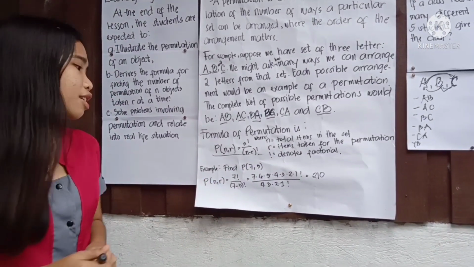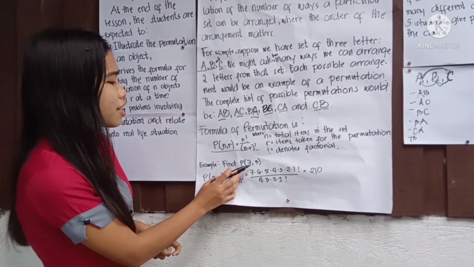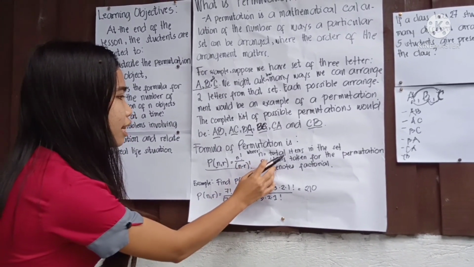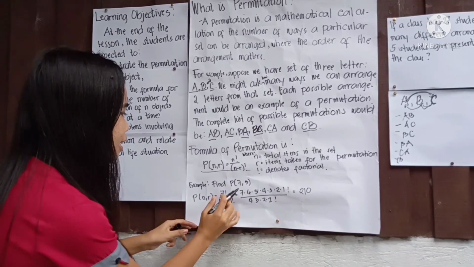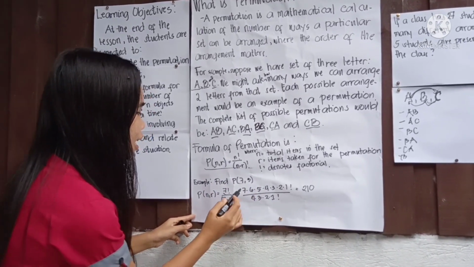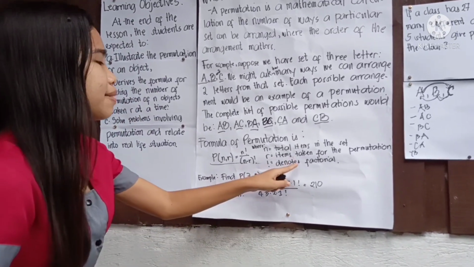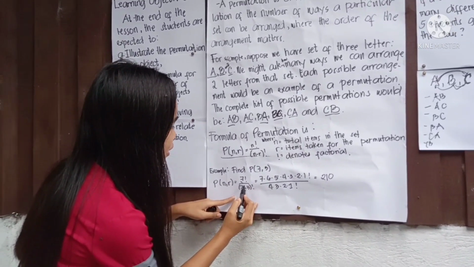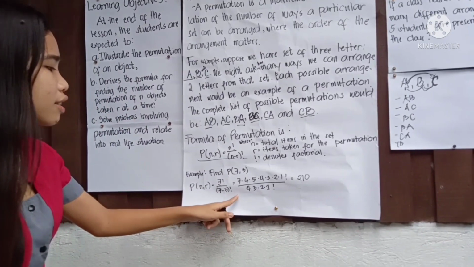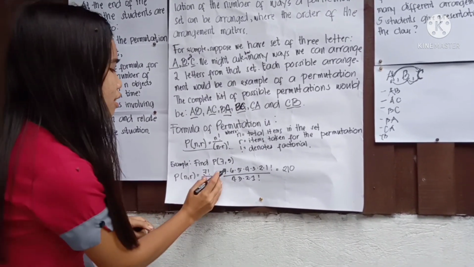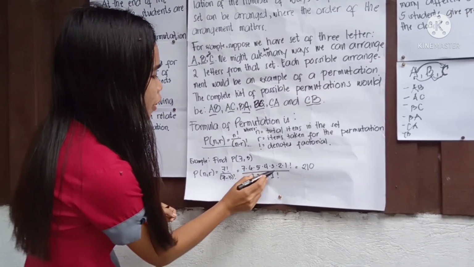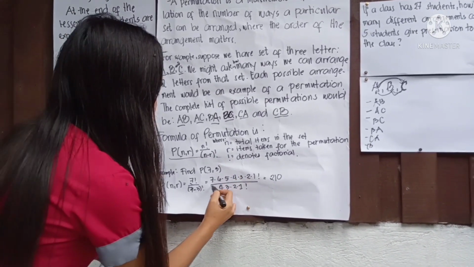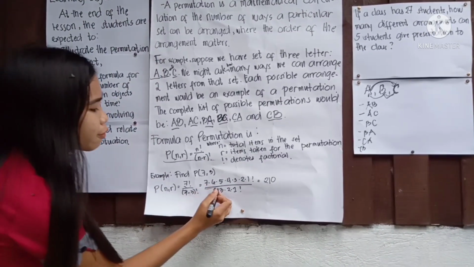So, example: find the permutation of 7 and 3. We have here the total items in the set is 7, and the items taken for the permutation, the r, is 3. So 7 factorial is 7 times 6 times 5 times 4 times 3 times 2 times 1, over 7 minus 3 factorial, which is 4 factorial.